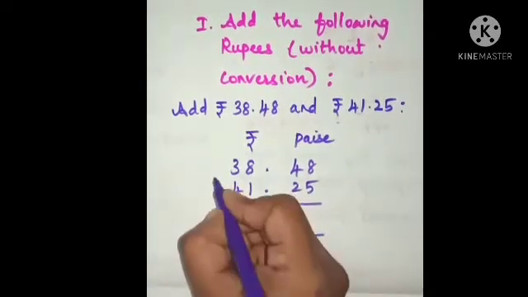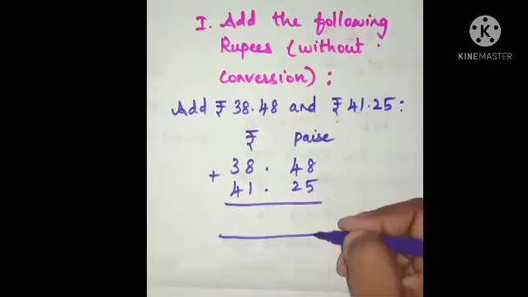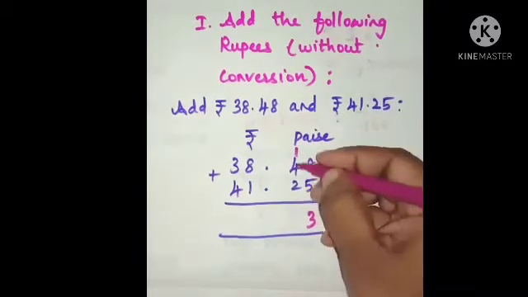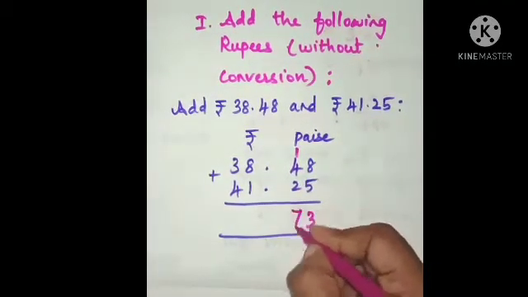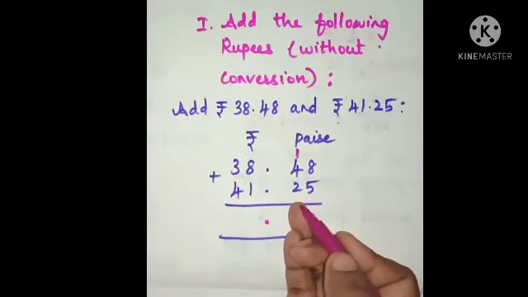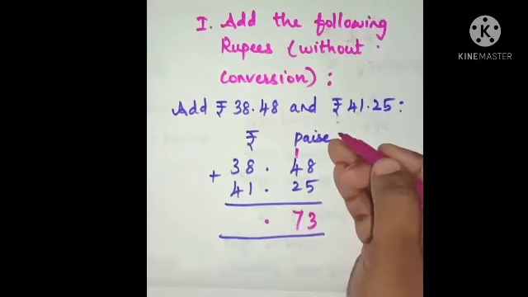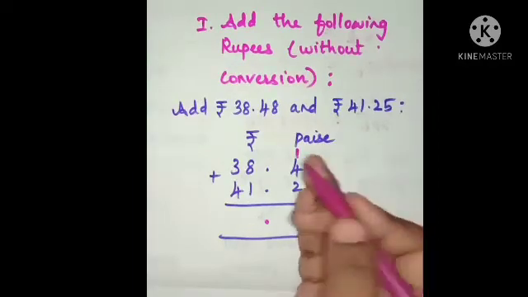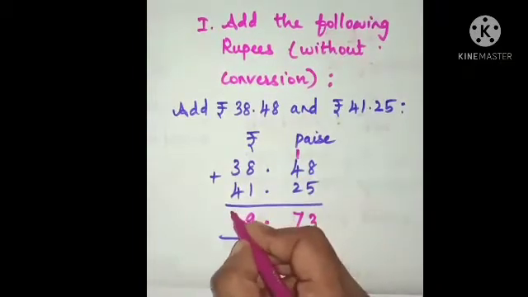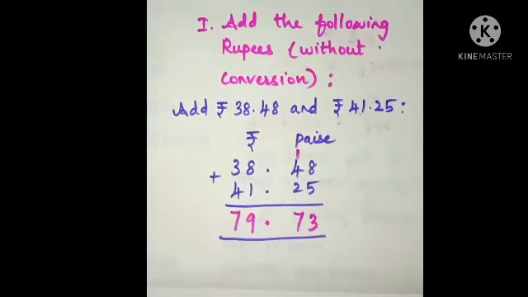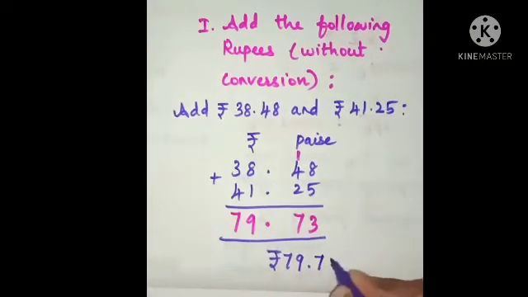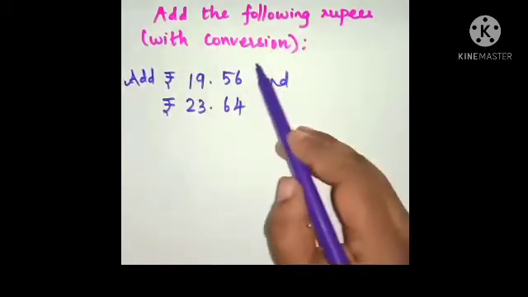Now we are going to add 8 plus 5 is 13. Put 3 here, 1. 1 plus 4, 5. 5 plus 2, 7. 73 pies. And do the calculation in the pies column first and come to the rupees column. 8 plus 1 is 9. 3 plus 4 is 7. So our answer will be 79 rupees 73 pies.